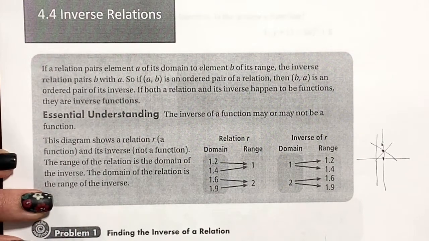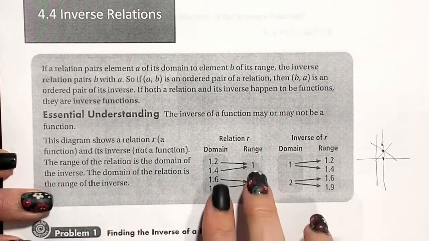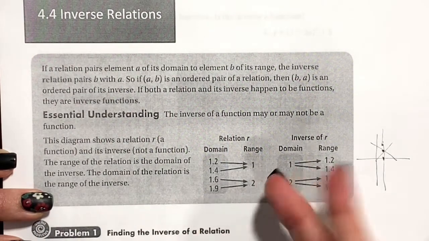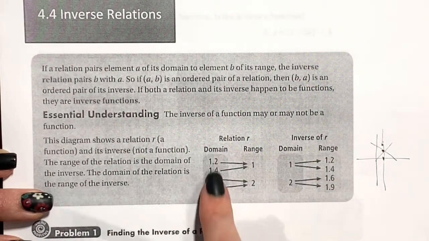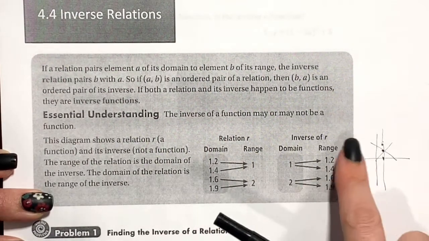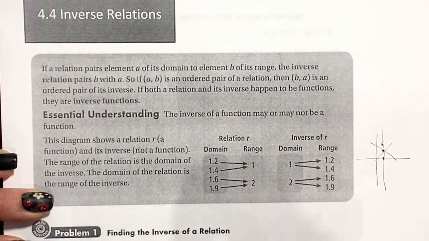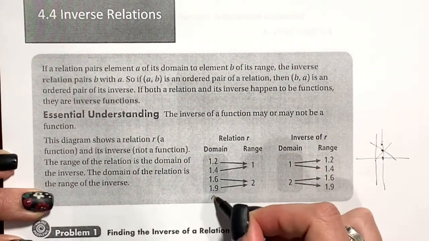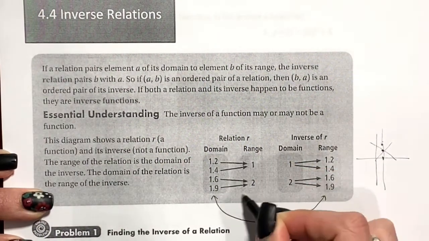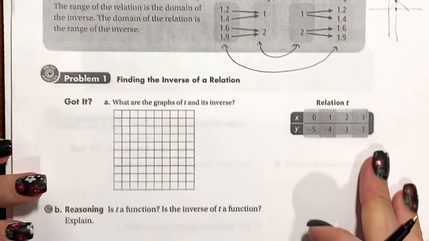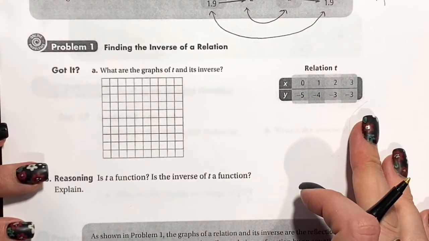So some of the questions you'll get on your homework will just be tables like this. They're super easy to find the inverse of because you literally just flip the columns. Your x column, your domain column, becomes your range column, and your range becomes your domain. So super easy. You just flip their places. The domain goes to the range, and the range goes to the domain.